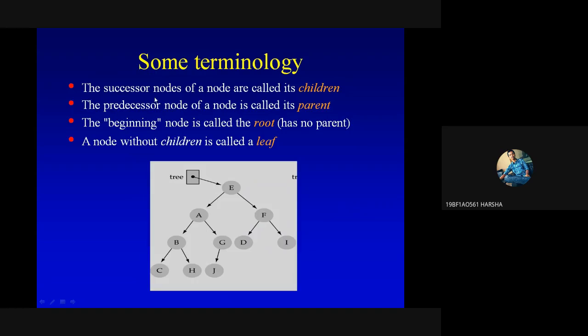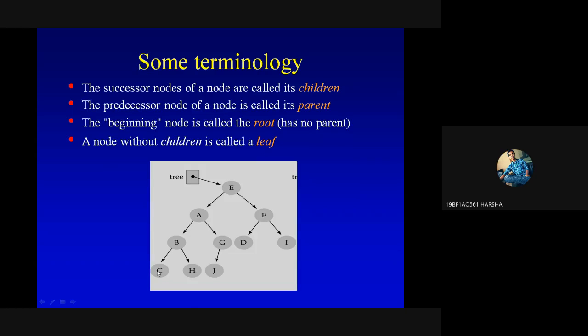The beginning node is called the root node. It has no parent; it is itself the first node in the tree. In this example, E is the root node. For this one there is no previous node, no predecessor node, so it has no parent. That is why it is called the root node.